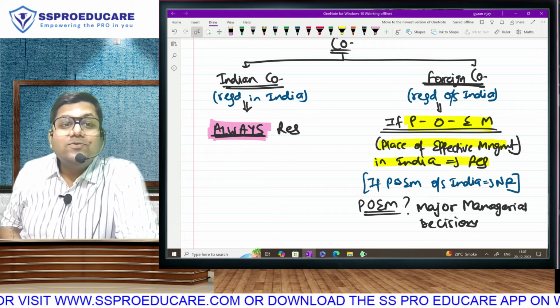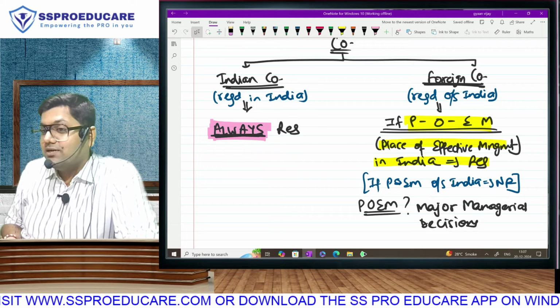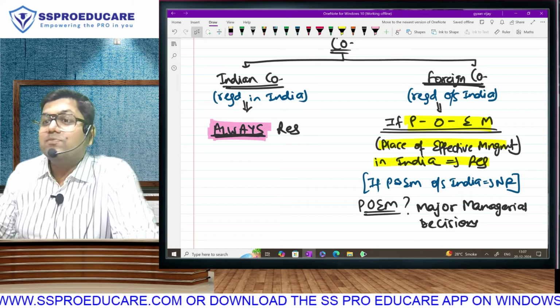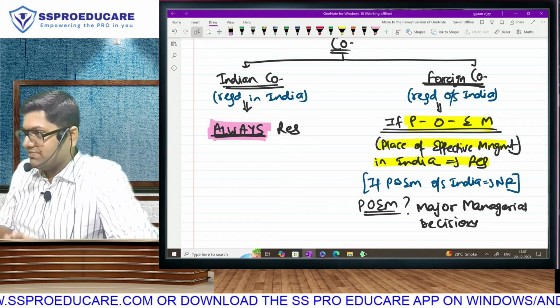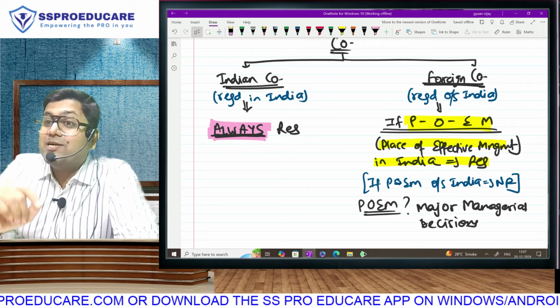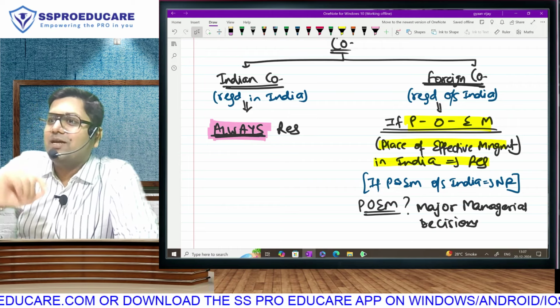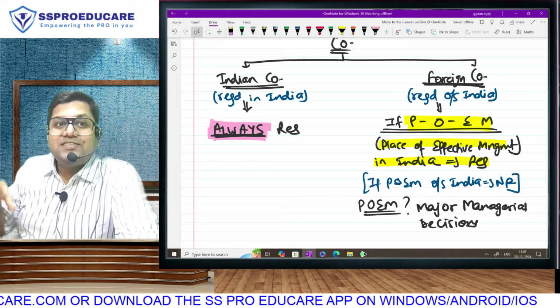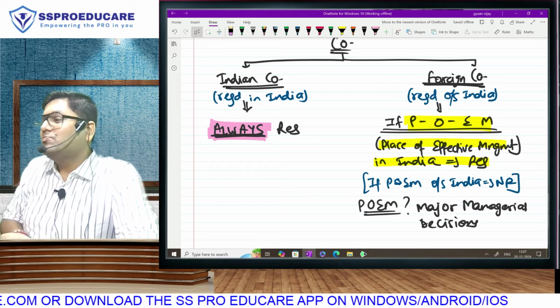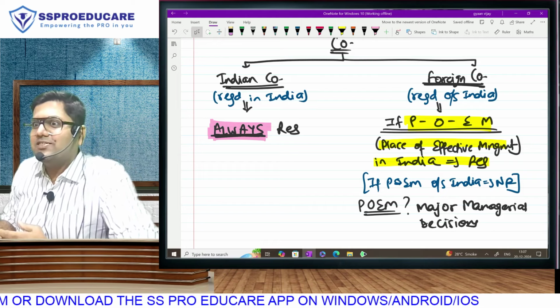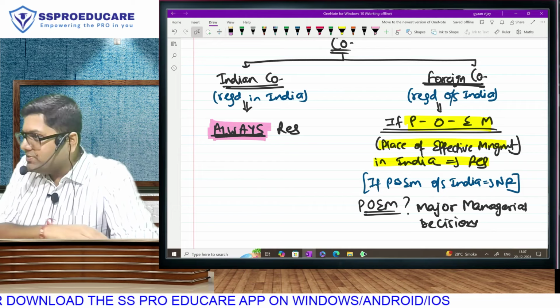Well, how do you classify what decision is big or small? You understand? Every time there is a foreign company having operations in our country, there will be a fight between that company and the income tax department. The company will say this decision was a small decision, a routine decision. The company can't say major, because if it is major, then POEM is in India.